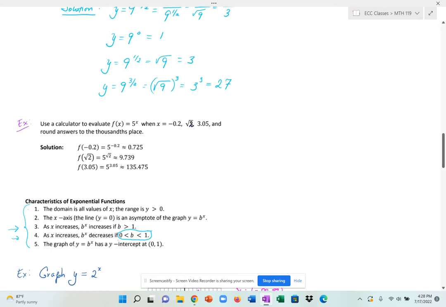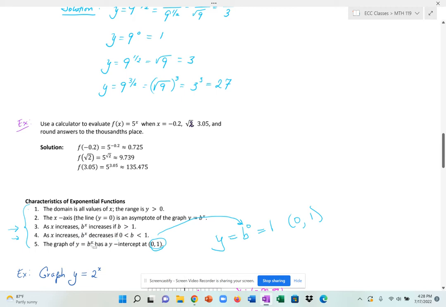The graph of b to the x has a y-intercept at (0, 1). So no matter what b is, whether b is greater than 1 or between 0 and 1, when your input is 0, anything to the 0 power is 1. So that's why the point (0, 1) is on the graph.